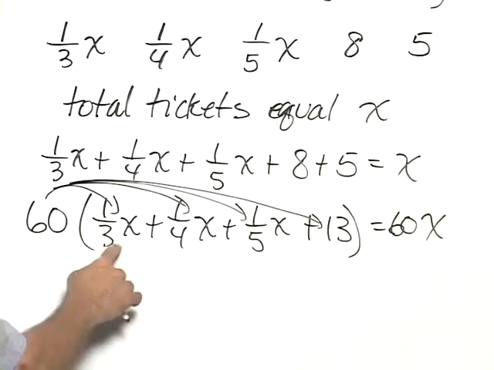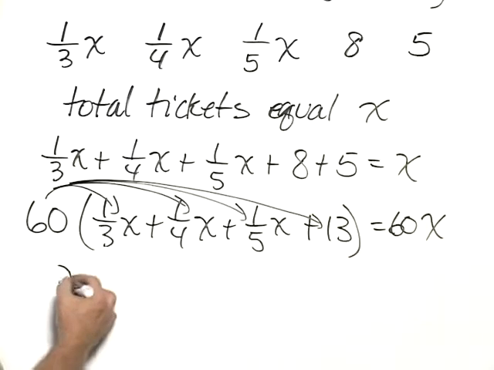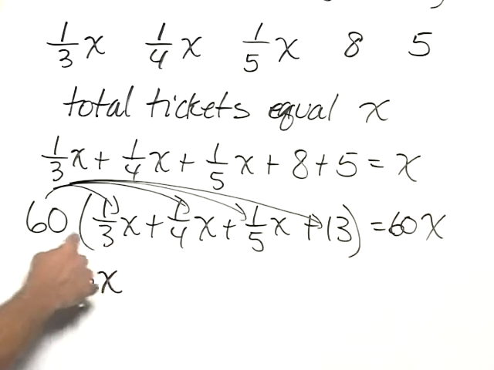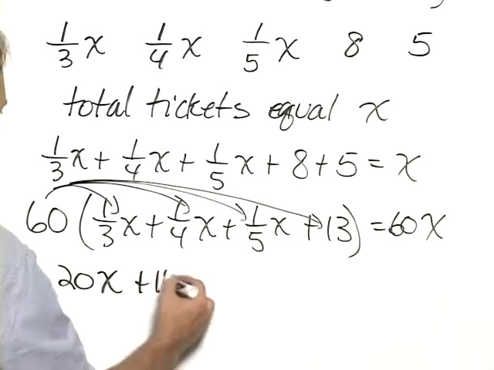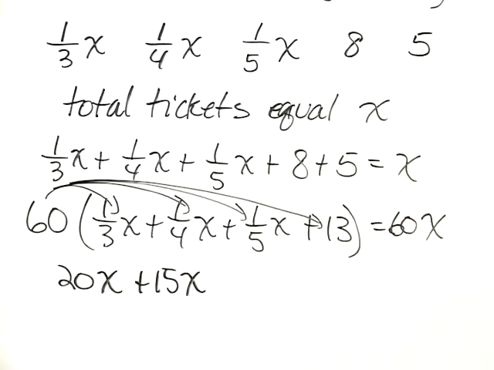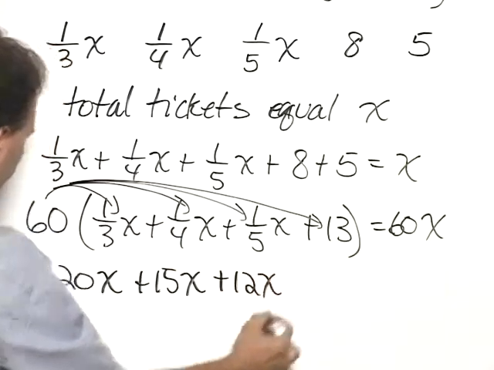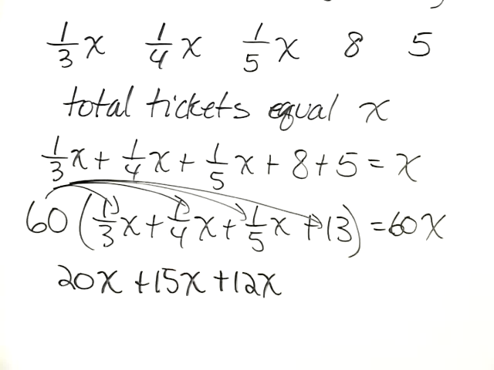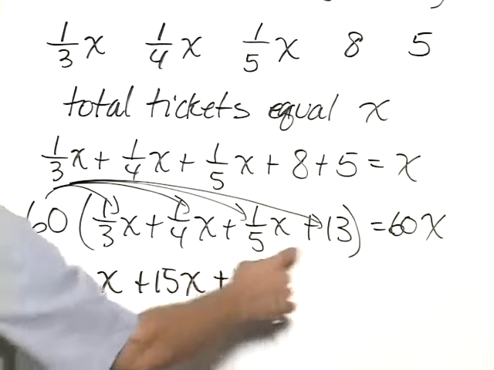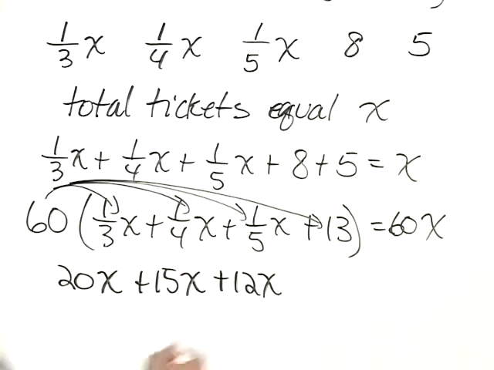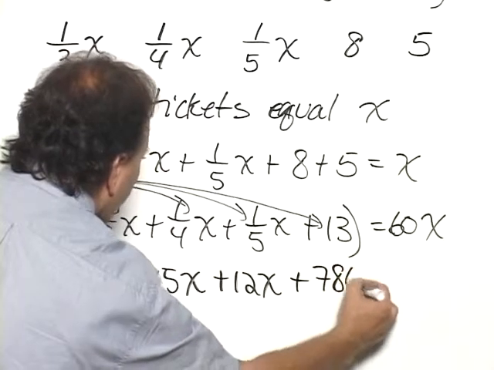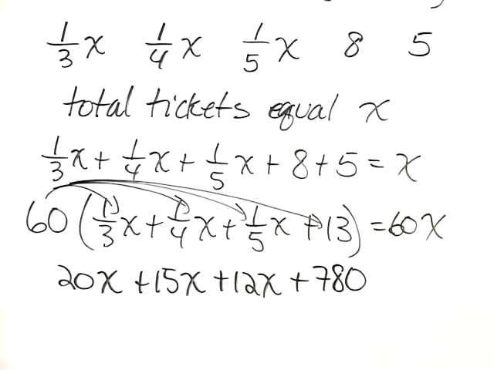Now, when we multiply 60 times 1/3, 3 divides into 60 20 times, we have 20x. When we multiply 60 times 1/4, 4 goes into 60 15 times, so we have 15x. When we multiply 60 times 1/5, 5 goes into 60 12 times, so we have plus 12x. And then finally, we multiply 60 times 13, and we get 780.